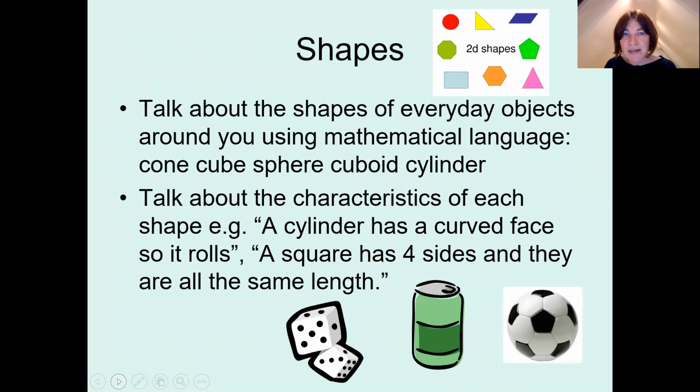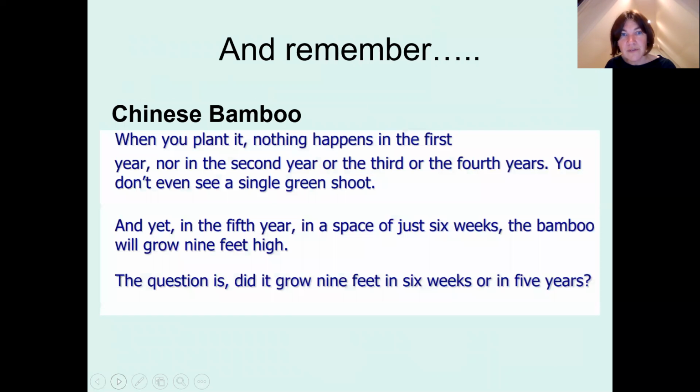And then shapes around us. So we have the 2D flat shapes, and then we have the 3D shapes, the solid shapes. So it is important to use the right vocabulary for solid shapes. So a dice is a cube, it's not a square. A Coke can or a tin of beans is a cylinder, and a football is a sphere, not a circle, that they like to say.